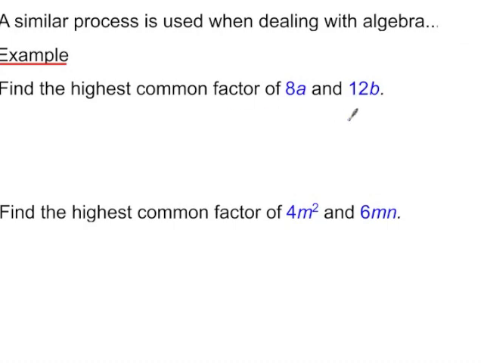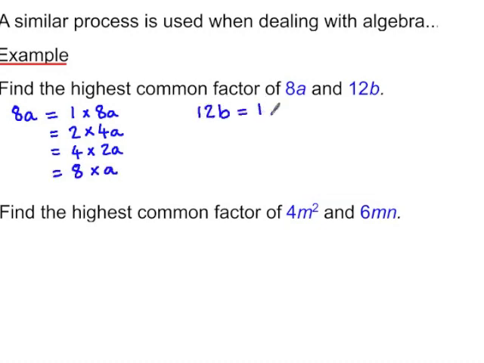Now in algebraic terms, if I want to find the highest common factor of 8a and 12b, I'll start with 8a, and to find the factors of 8a, I'll start again with 1. It's 1 times 8a. 2 is also a factor, 2 times 4a. 4 is a factor, and so is 8.